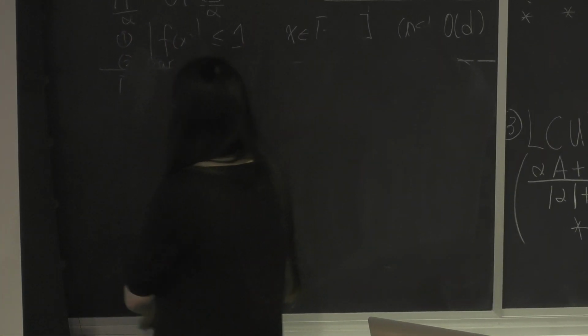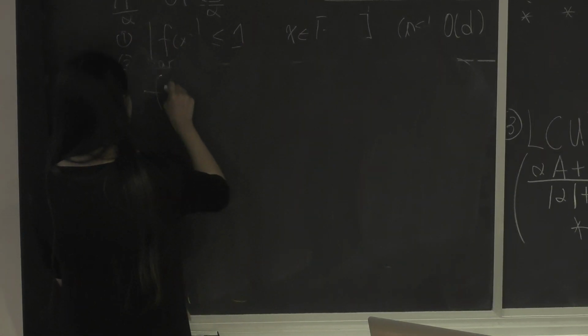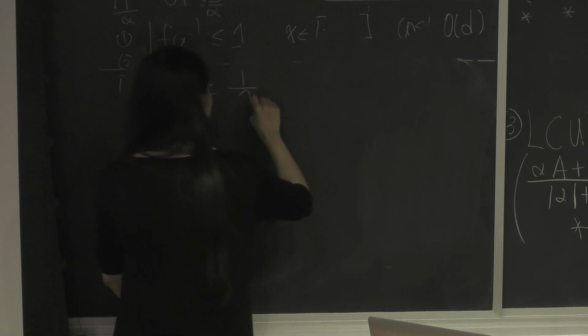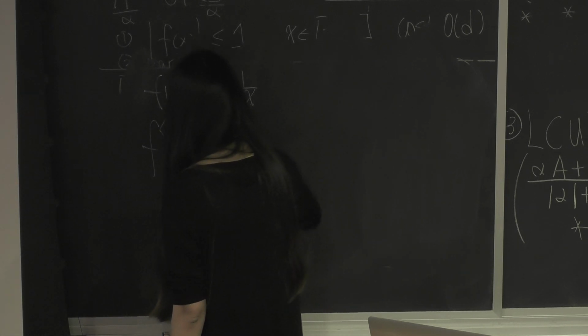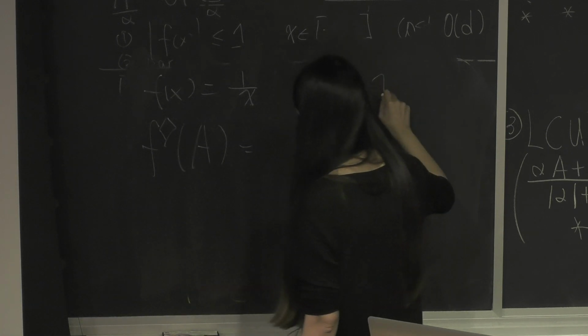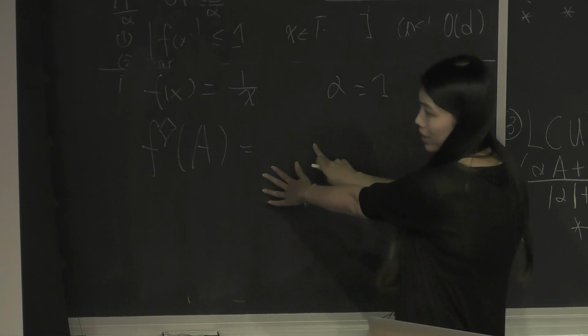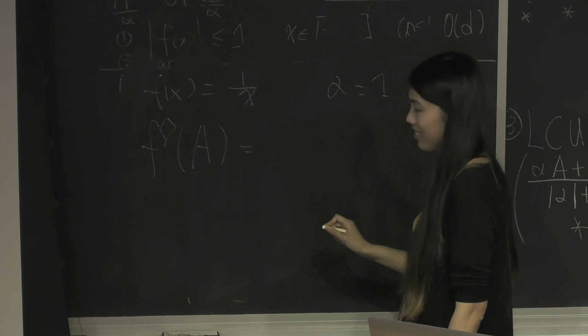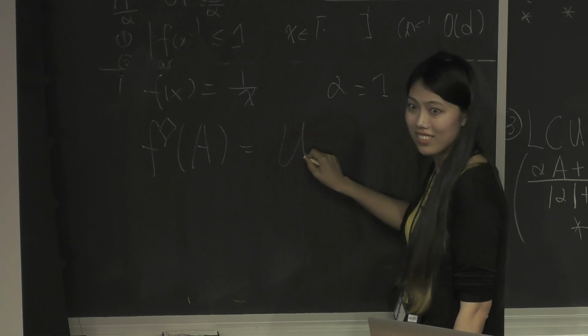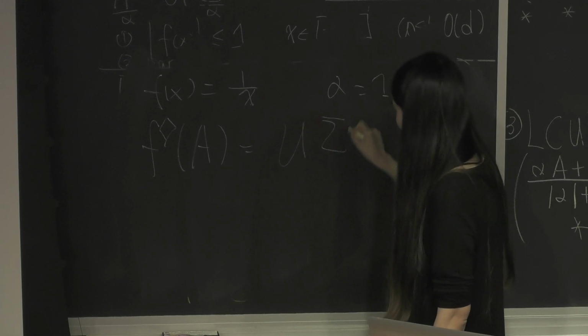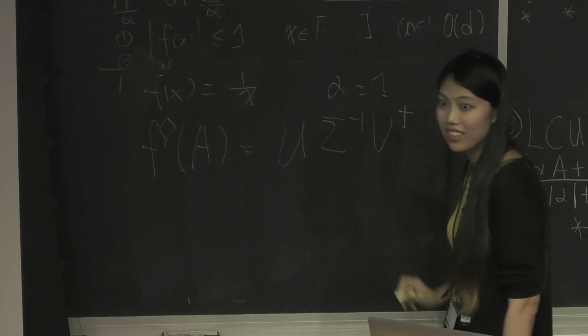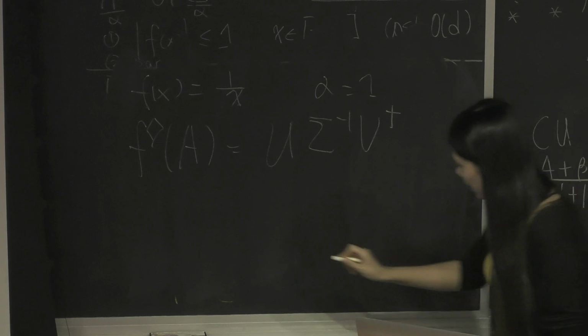For simplicity, I'm just going to discuss maybe 1 over x, with alpha equal to 1. Can someone tell me what I should write here? Yeah, f of sigma, where f is this, so V sigma inverse U dagger, right? Oh, what is A inverse?